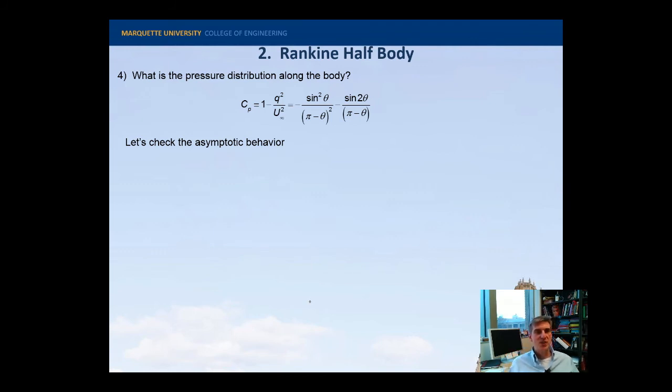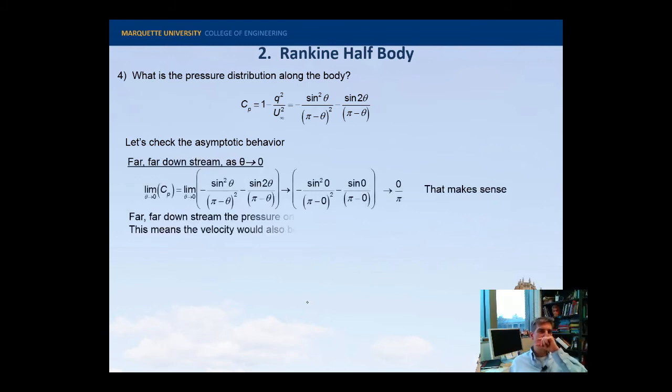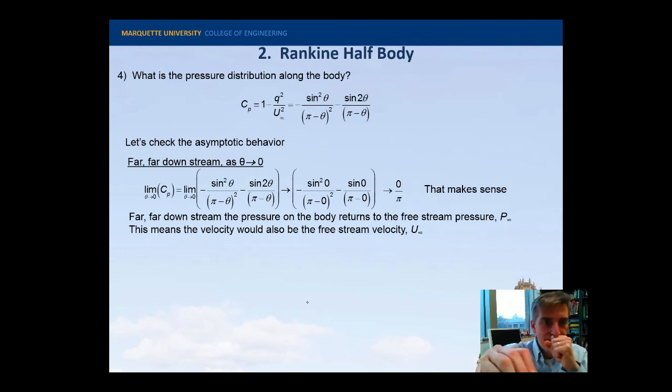Now let's check the asymptotic behavior of this solution. What would you expect the pressure far downstream to be? Well, let's think. I can calculate this. If I let theta go to 0, this is far, far downstream, I would just take the asymptotic limit of our coefficient of pressure as theta goes to 0, and I get sine squared is 0, and sine 2, 0 is 0, and then the bottom doesn't go to 0, it stays as pi. So really, this becomes 0, right?